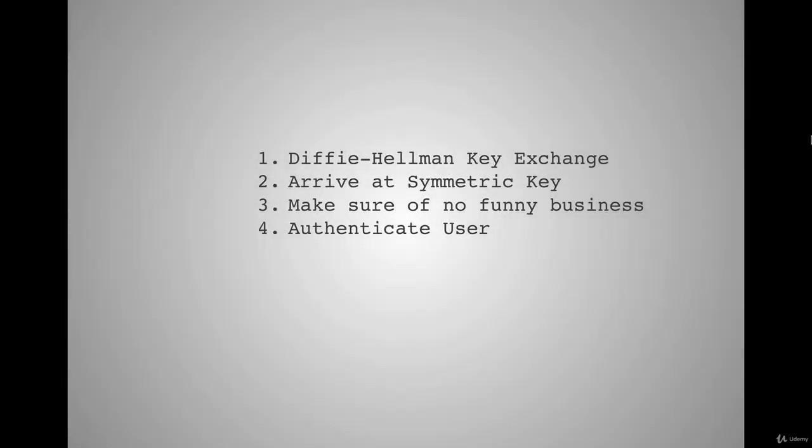Let's review what we've just learned in this section. We learned that Diffie-Hellman key exchange provides for us a way to share a shared secret and arrive at a symmetric key so that we have two computers who are able to talk to one another. So we were able to talk to our DigitalOcean Linux server. And we also used hashing to make sure that the messages aren't tampered with and that there's no funny business.